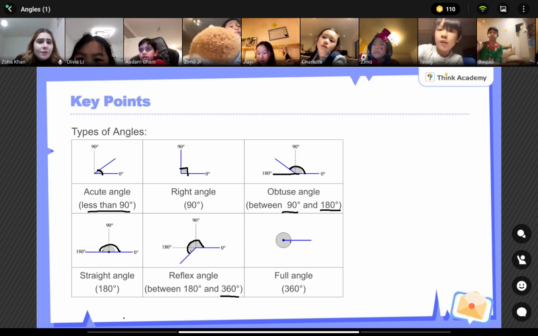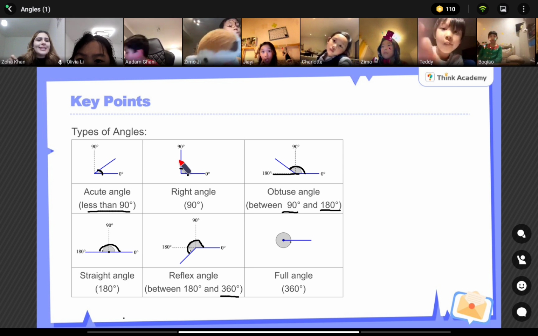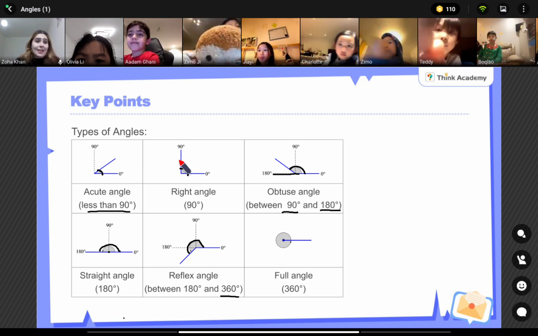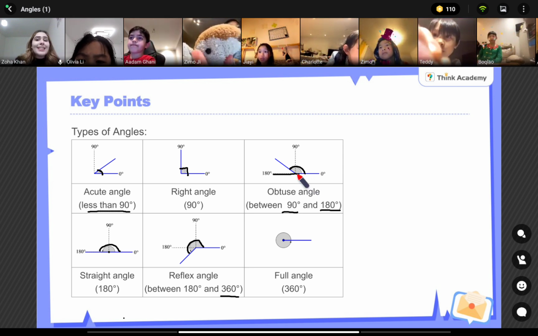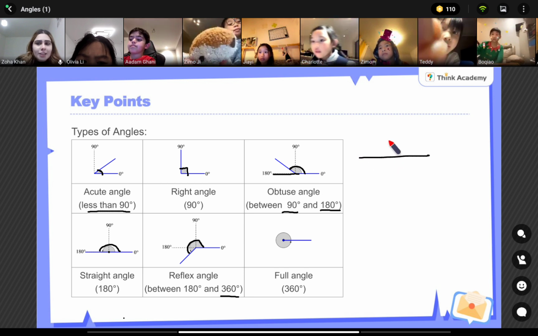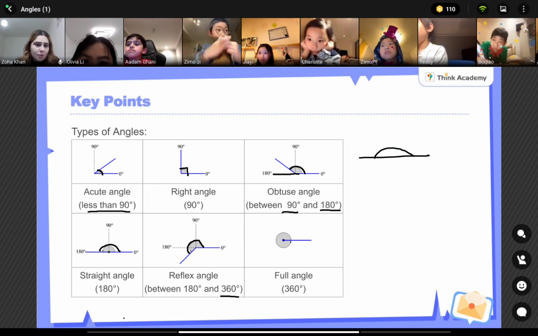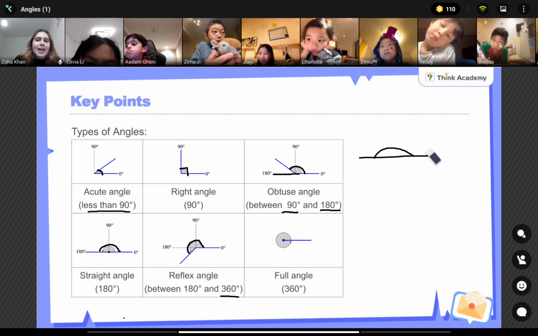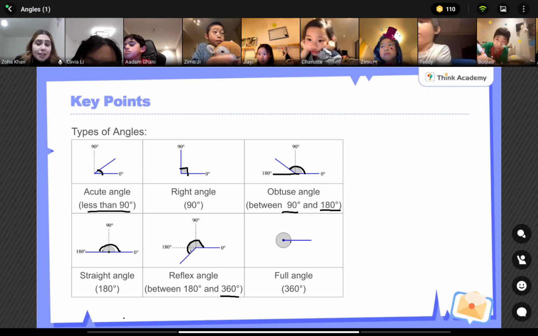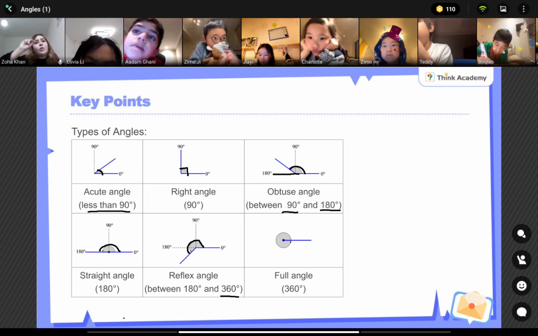Then everyone, obtuse angle is an angle that's quite big. It's bigger than 90 degrees, but it's still less than 180. Look, it's not as big as a straight line angle, okay? And reflex angle is bigger than 180, but it's less than 360, still not a full turn.